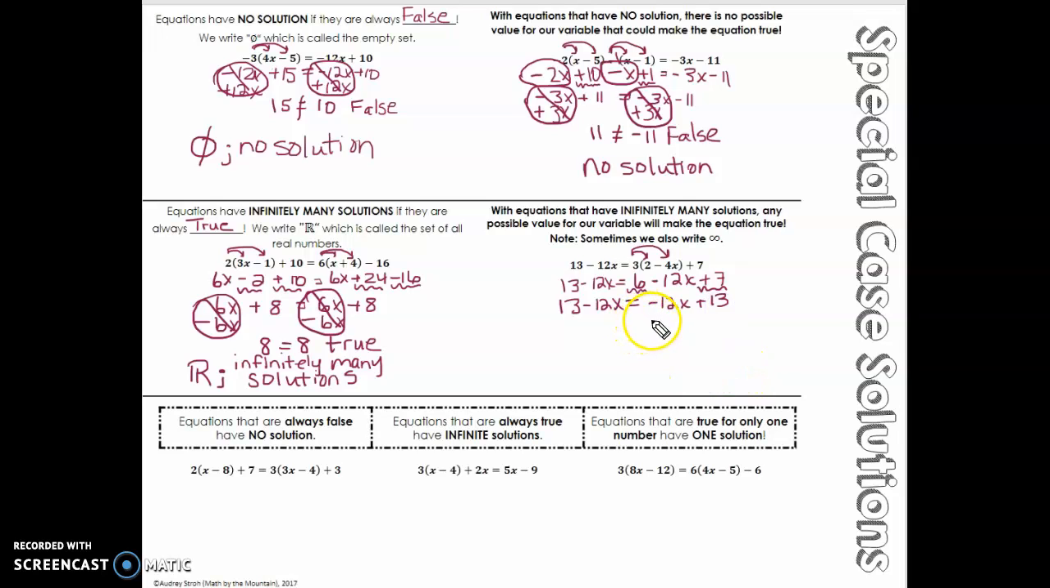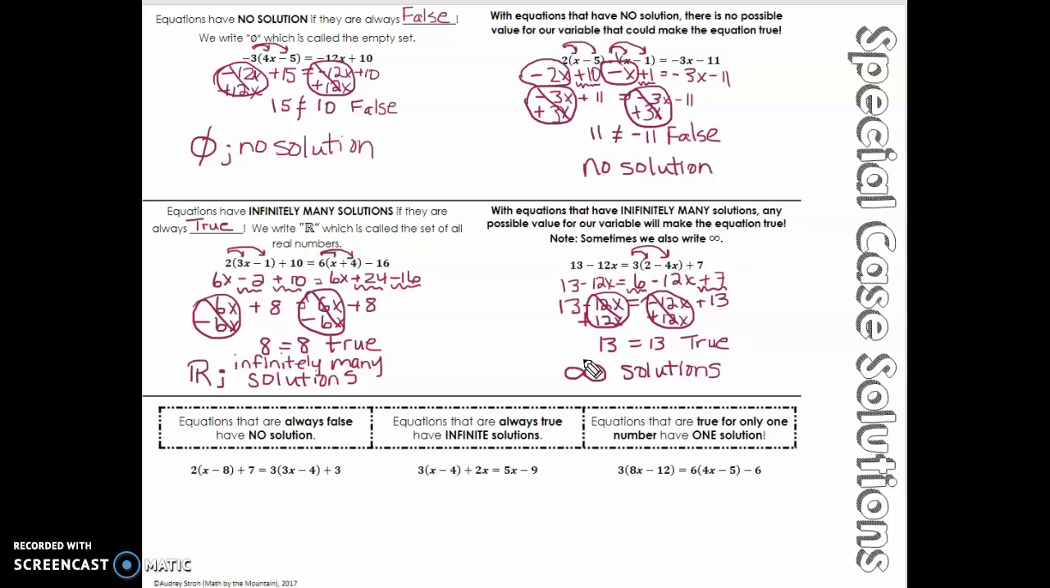Now that I've combined like terms to further simplify my equation, I need to isolate my variable. I have a negative 12x, so the inverse operation is to add 12x to both sides. That 12x zeroes out, but it also zeroes out on the right. So now both my variables have canceled each other out, and I'm left with 13 equals 13. That's a true statement. So then I know I have infinitely many solutions, and that's using the infinity sign.